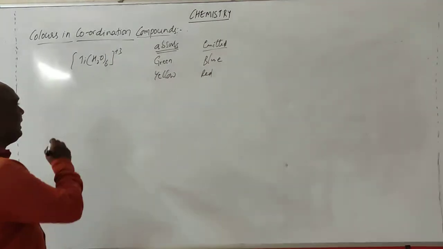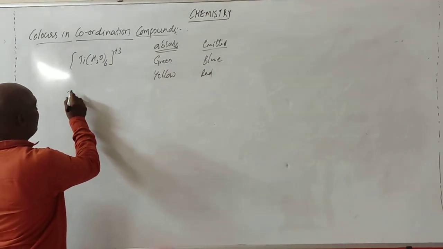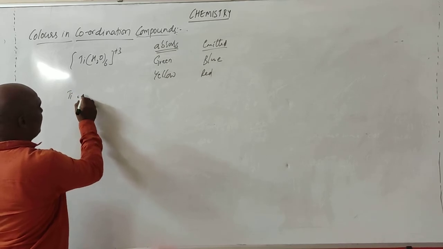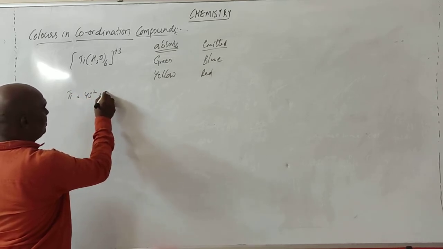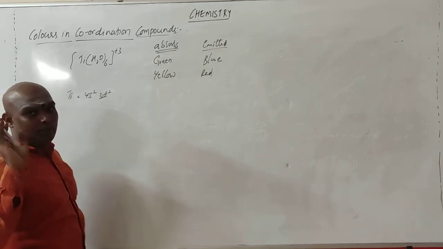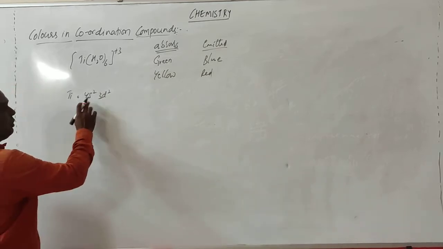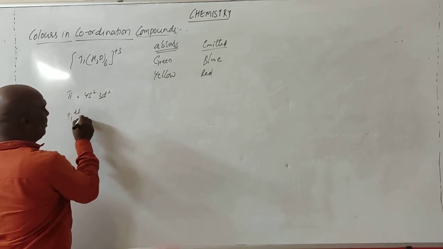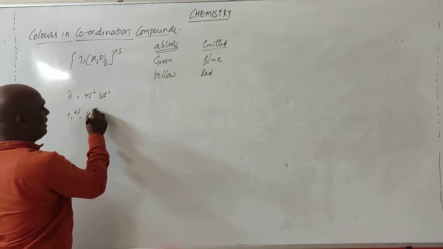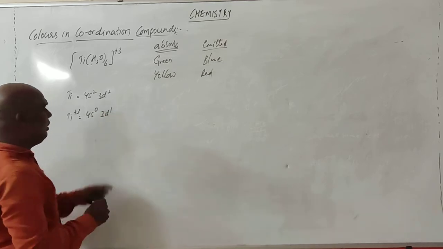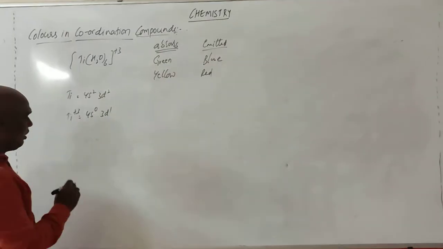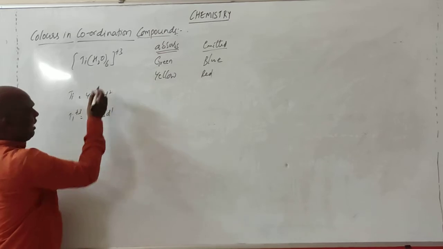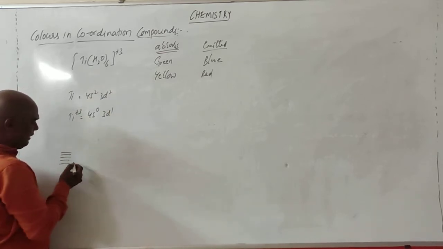Titanium, see, titanium means what is the configuration? Something like 4s2 3d2, atomic number 22, right? Plus 3 is there. So titanium plus 3 means you should remove 3 electrons. 4s0, 3d1. 1 electron is present. So 1 electron is present, so this is the octahedral complex.